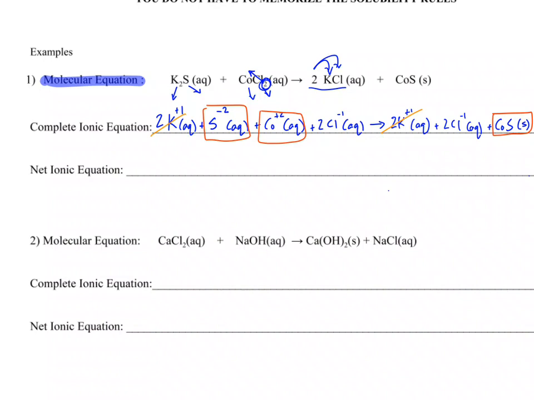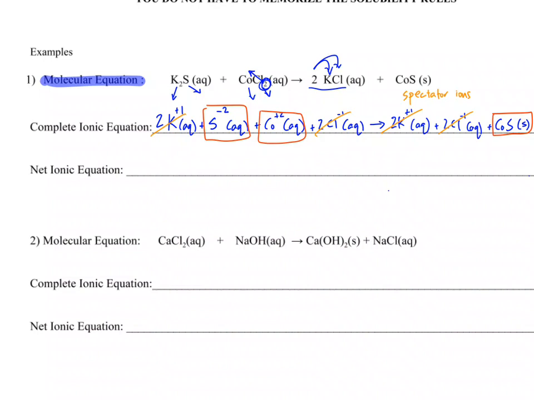We're basically canceling out the left side and the right side. 2 chlorines here, 2 chlorines here. These are all considered spectator ions because they're just there to help the reaction go along, but they are not actually important to that reaction. So my net ionic equation is just the important stuff that helped me form cobalt sulfide.